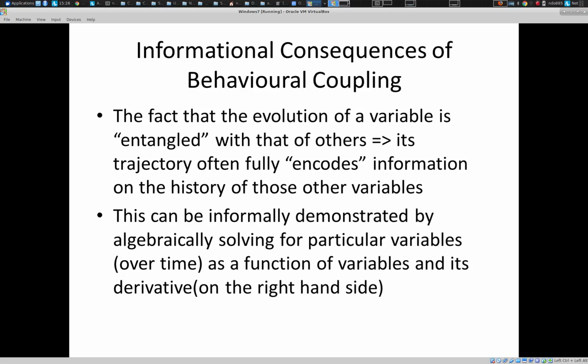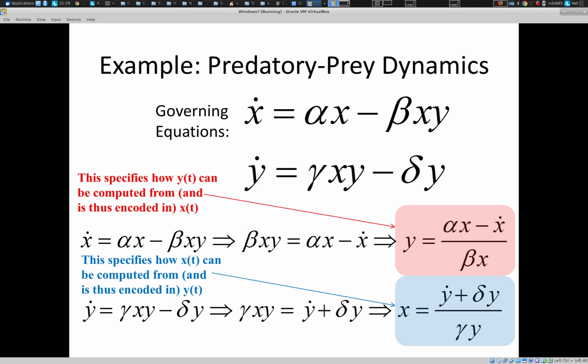Now, the fact that they're entangled means they're coupled from an informational standpoint. If you have information about I over here, for example, it tells you something about S. If you have information about how R is changing over time, it tells you about what I has been and what S has been. It tells you something about them. They're entangled enough that the information in one actually tells you about the others, okay? And we can see this algebraically in a fairly straightforward way.